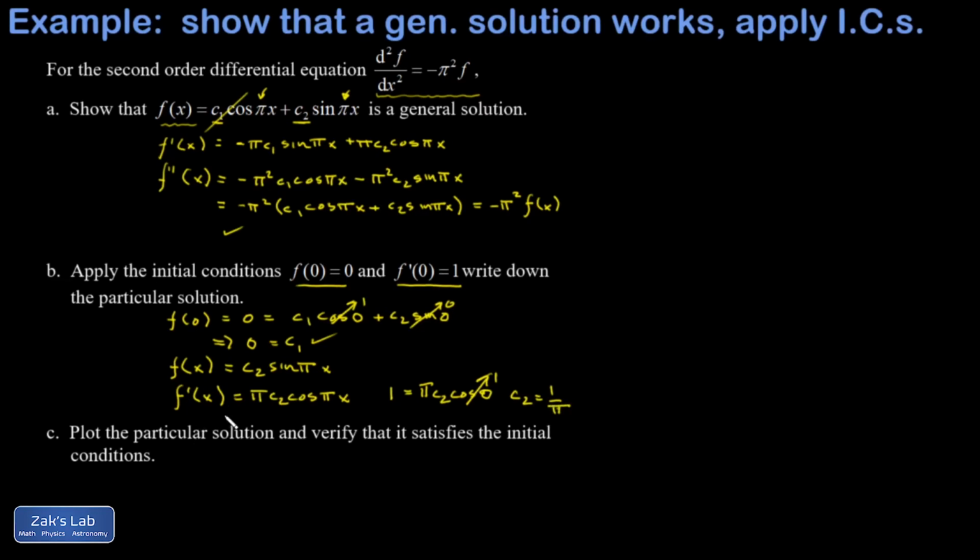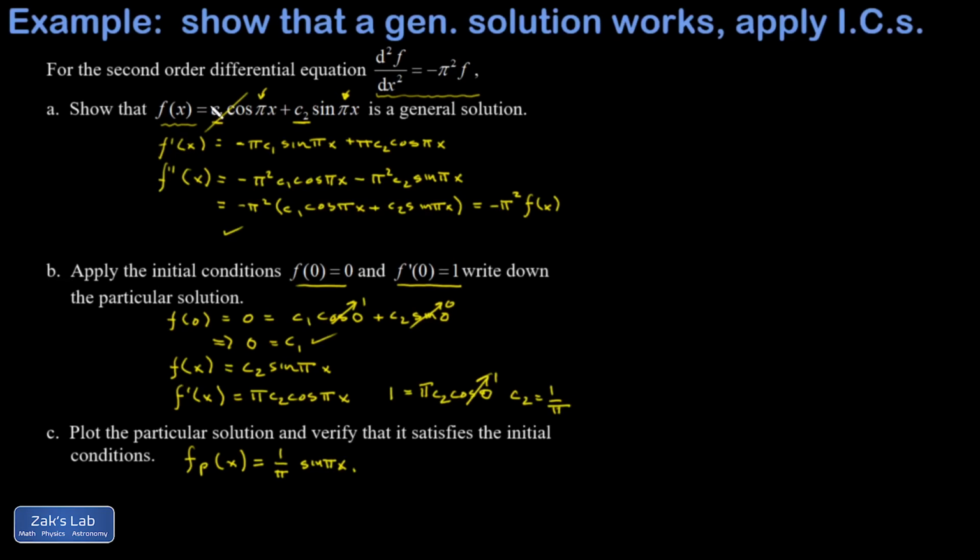So I'll just move it down here. My particular solution to the differential equation has c1 equals 0 and c2 equals 1 over pi. So it must be 1 over pi sine pi x.